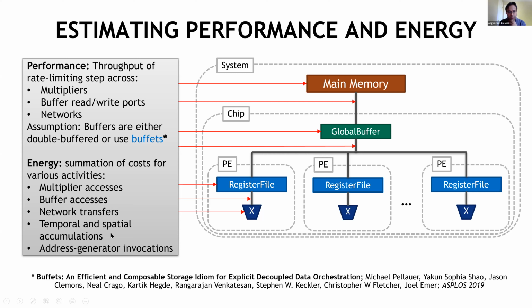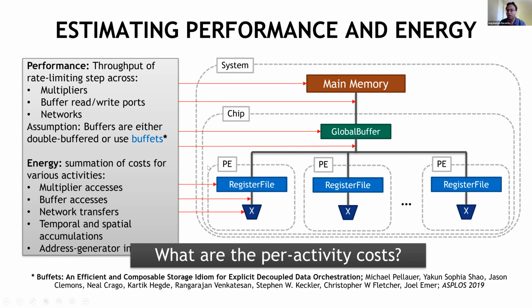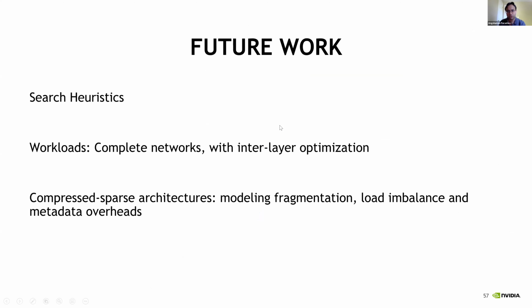It's the throughput of the rate limiting step, and the energy is the summation of costs for various activities. I already showed you all of the various activities that are accumulated. So if you can sum up the costs of each of these activities, then you can get a total energy consumption. But then that raises the question of, okay, what are the per activity costs, right? How do you get the cost of accessing a register file of a particular shape? That's where Accelergy comes in. And that's basically where I'll end this section of the lecture.